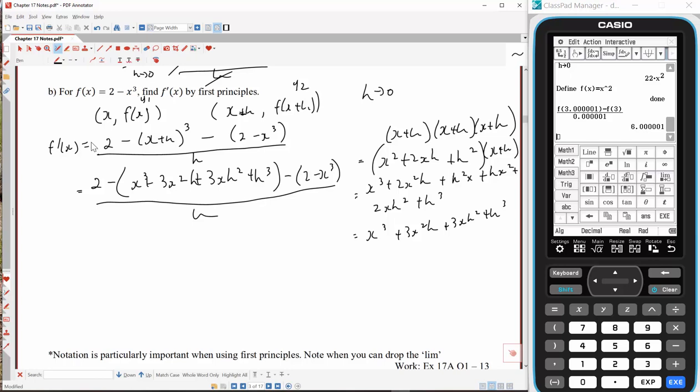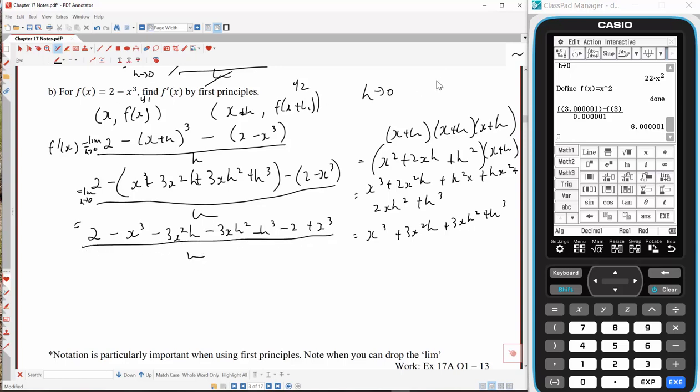Now, I've been a little naughty here. I've forgotten to put limit as h approaches 0 before that. I will take a mark off for that, girls, so make sure you pop that in. Right, so you go 2 take away x cubed, take away 3x squared h, take away 3x h squared, take away h cubed, take away 2 plus x cubed all over h.